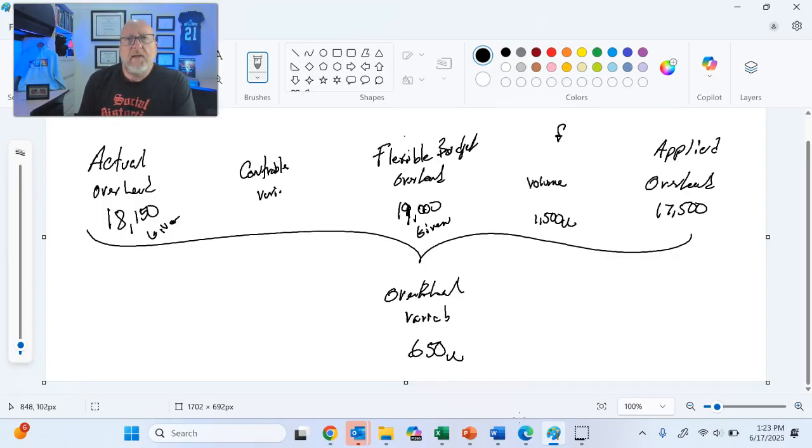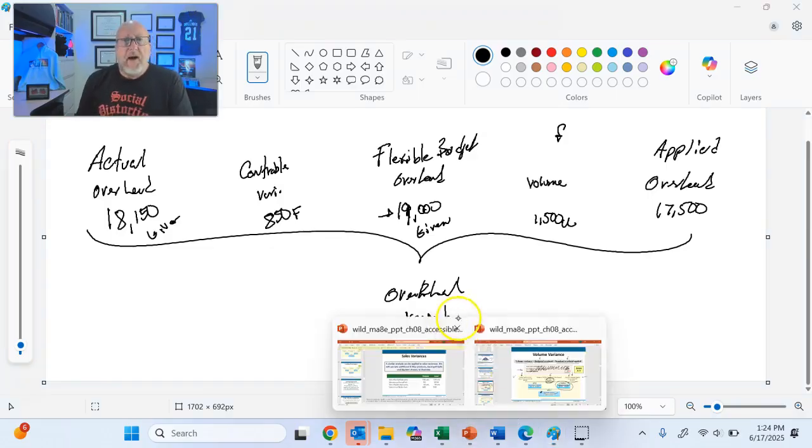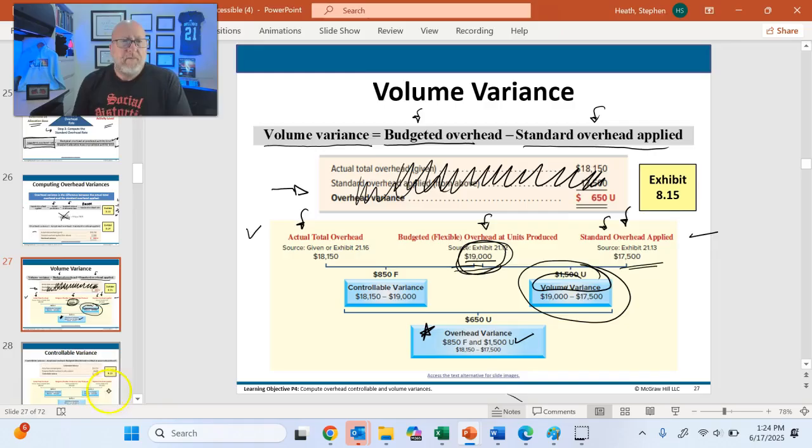And that's the difference between the flexible budget and the actual overhead. And in this particular example, it looks like I have an 850 favorable. So I thought my overhead was going to be 19,000, and it turns out it was only 18,150. So a controllable variance of 850 favorable and a volume variance of 1,500 unfavorable gets us to a total overhead variance of 650. I am not a big fan of these slides.